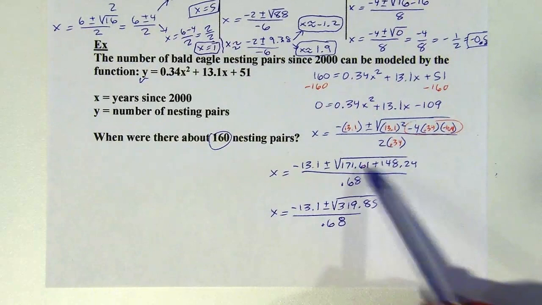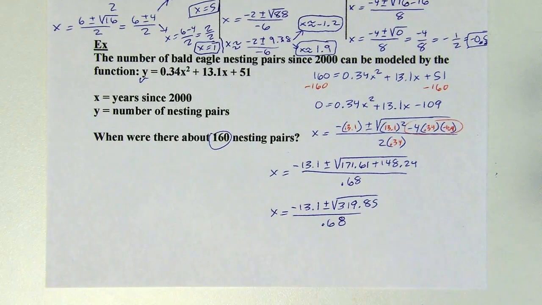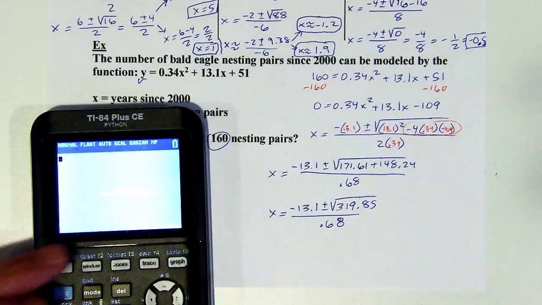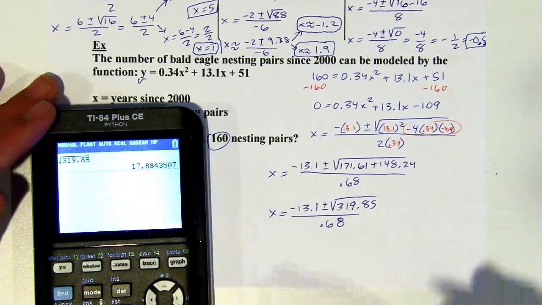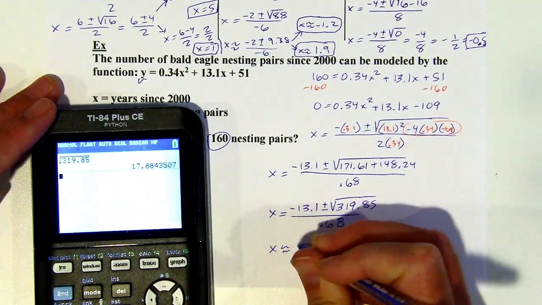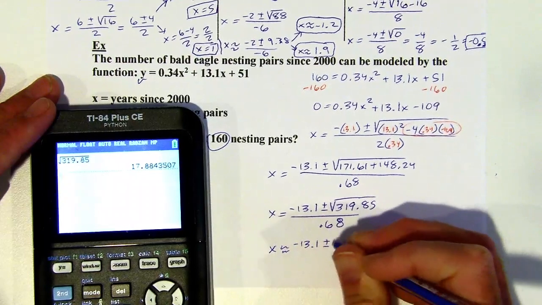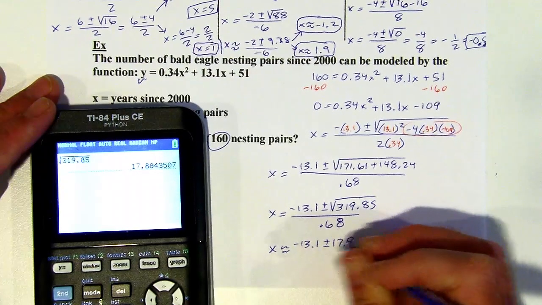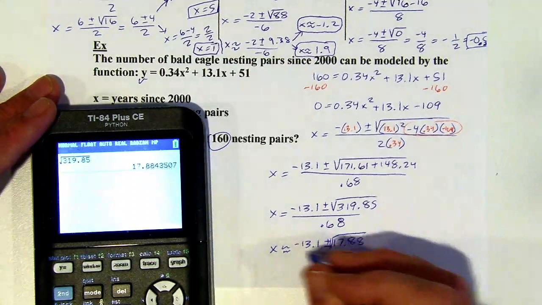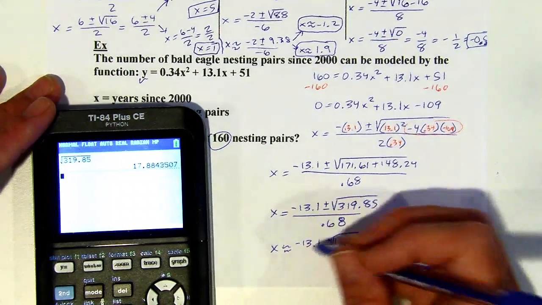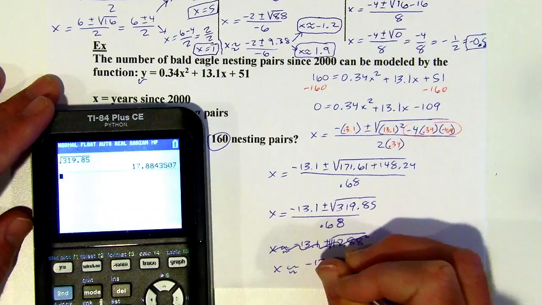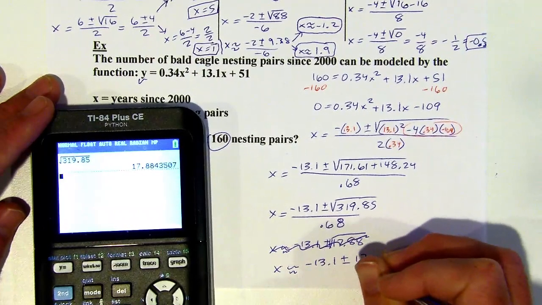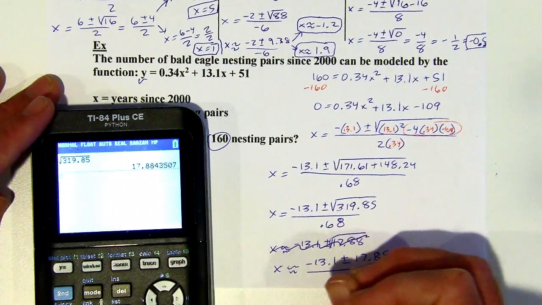So I just did the addition there. Now I'm going to put the radical into my calculator to simplify that. So let's take the square root of 319.85, and that gives me about, I'll call that 17.88 for now. Okay, so I've got negative 13.1 plus or minus 17.88 all over 0.68.